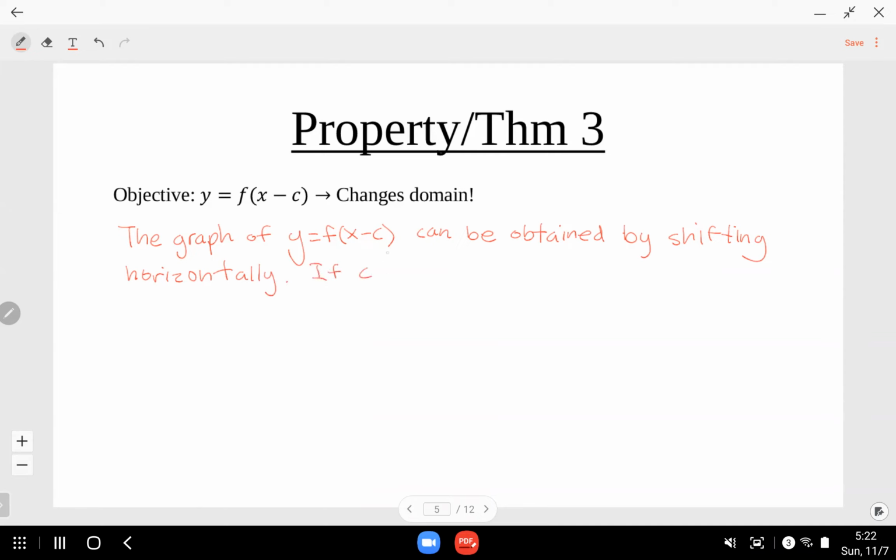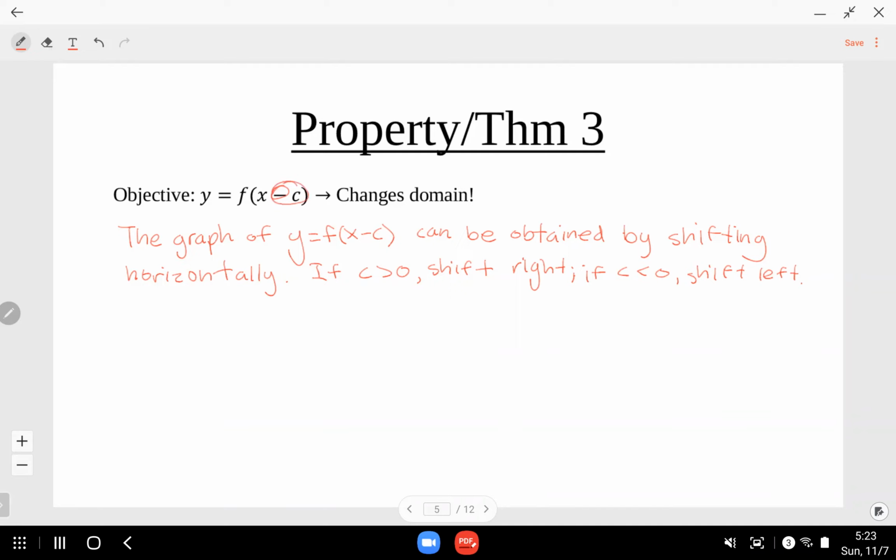If c is positive, shift right. If c is negative, shift left. Because why? Because we did f of x minus 2, right? But there's a negative sign here, so make sure you pay attention to that. Basically, if there's a negative something, then it's shifting right.